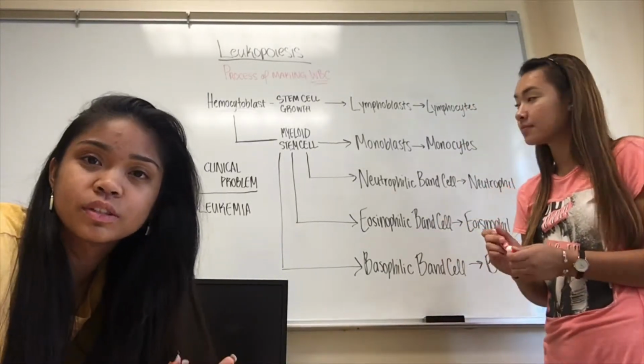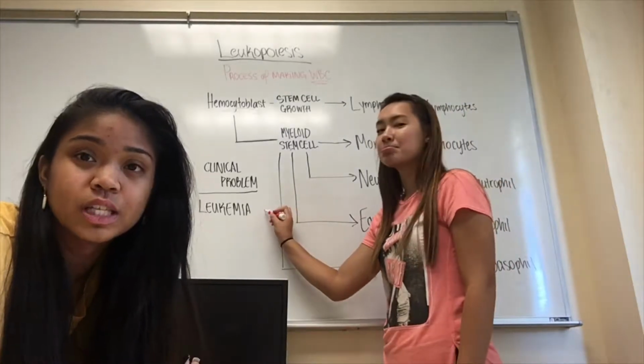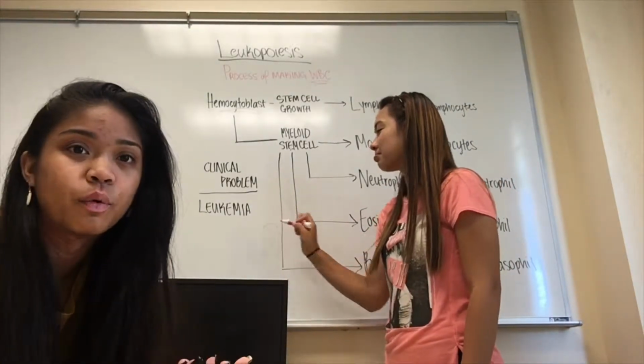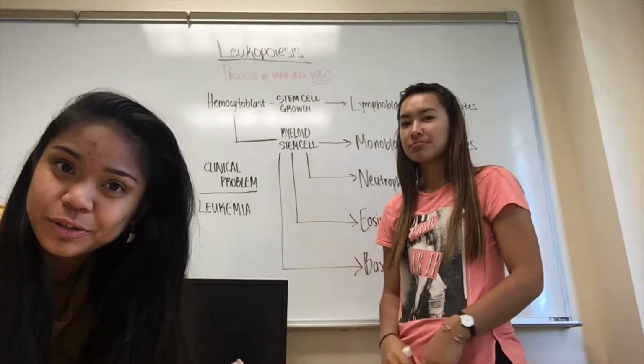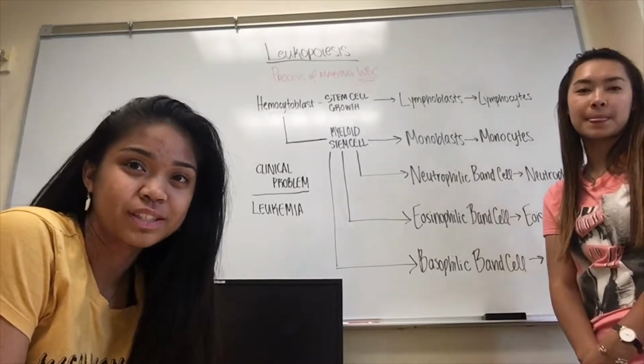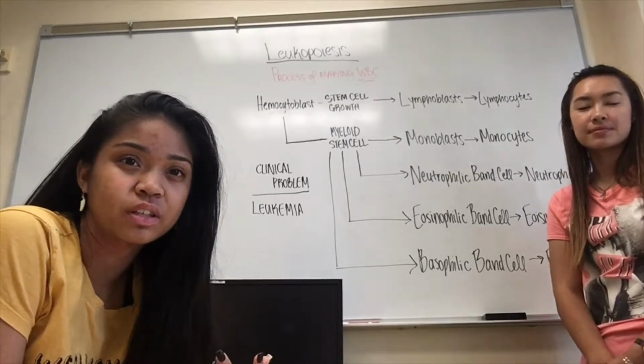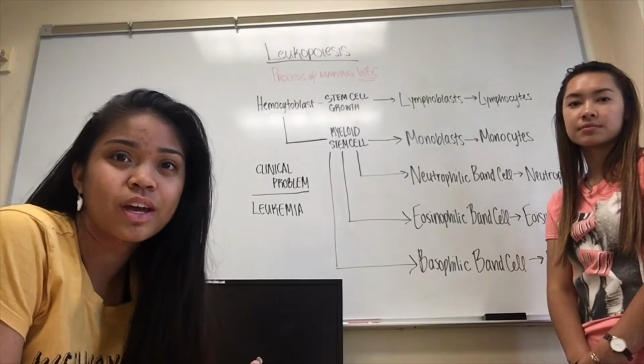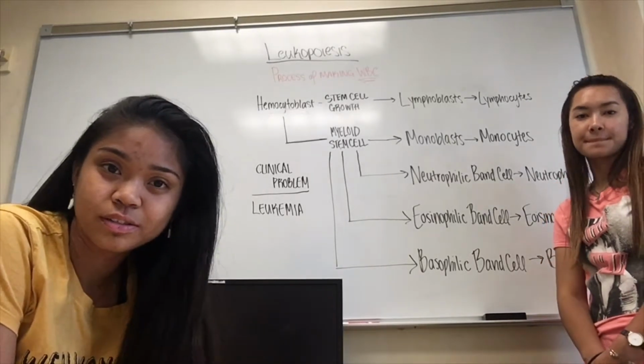Leukemia is one clinical problem for white blood cells. It's an uncontrolled growth of white blood cells, which is a cancer. The last of the formed elements are platelets. They also come from hemocytoblasts but are not cells, just pieces of cells, and their function is to form clots.